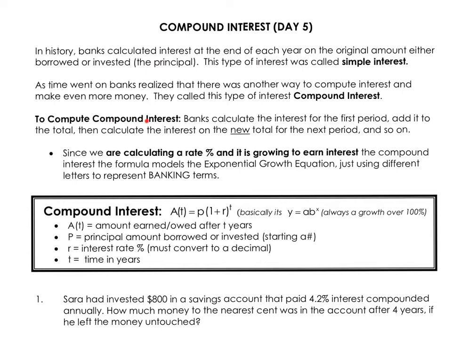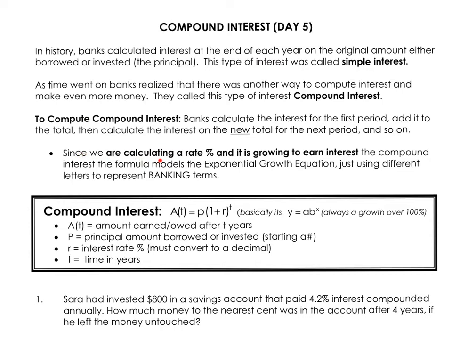To compute compound interest, the banks calculate the interest for the first period, add it to the total, and then calculate the interest on the new total for the next period, and so on. So basically, the principal amount that we talked about with simple interest is going to change when computing compound interest, because it's on the new total for the next period, and so on.